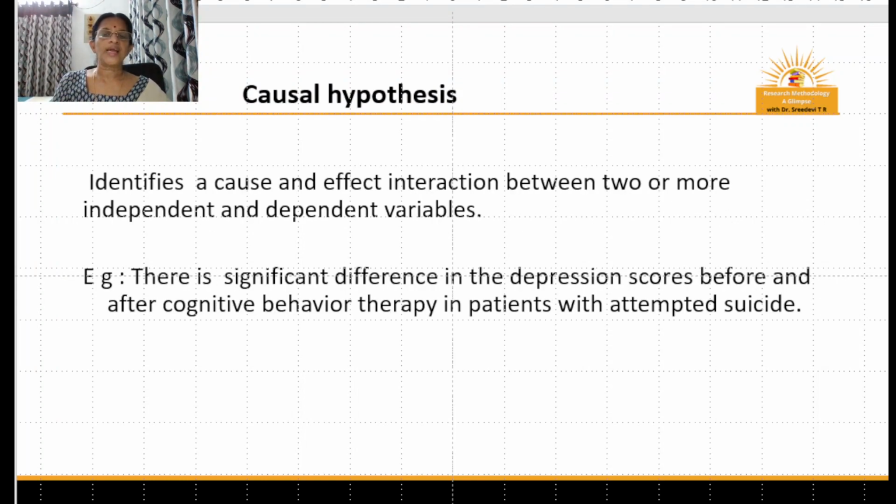Then comes causal hypothesis. It identifies a cause and effect interaction between two or more independent and dependent variables. Example, there is significant difference in the depression scores before and after cognitive behavior therapy in patients with attempted suicide. So it gives a cause and effect. So here cognitive behavior therapy and depression scores. So independent variable is cognitive behavior therapy. Depression scores are the dependent variables. So here cause and effect relationship.